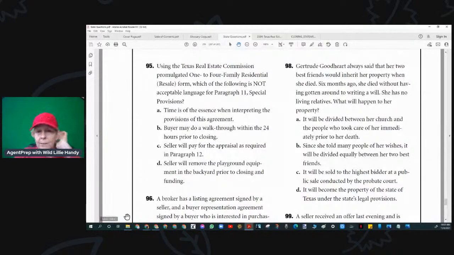So I typically give you a little bit of time to put your answer. So go ahead and type in your answer in the chat. So which one is not acceptable language for paragraph 11, special provisions?